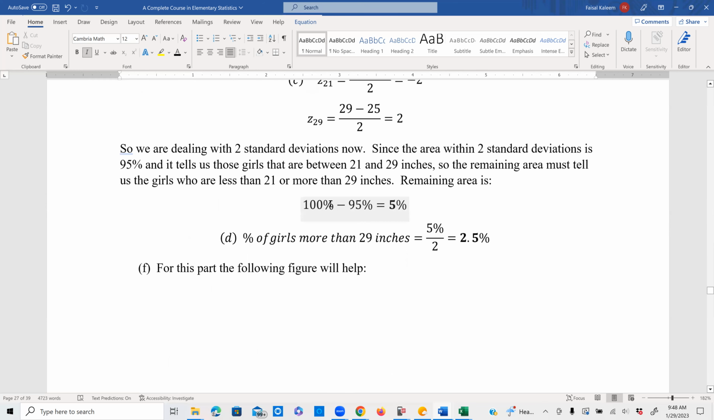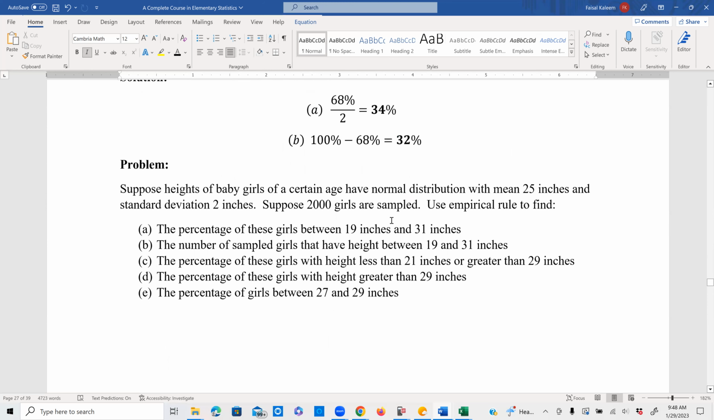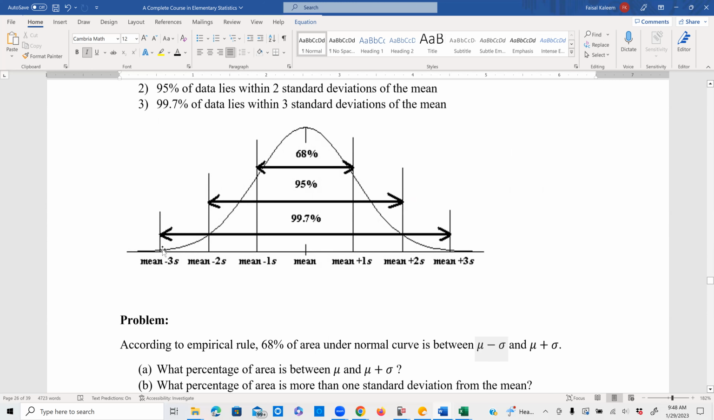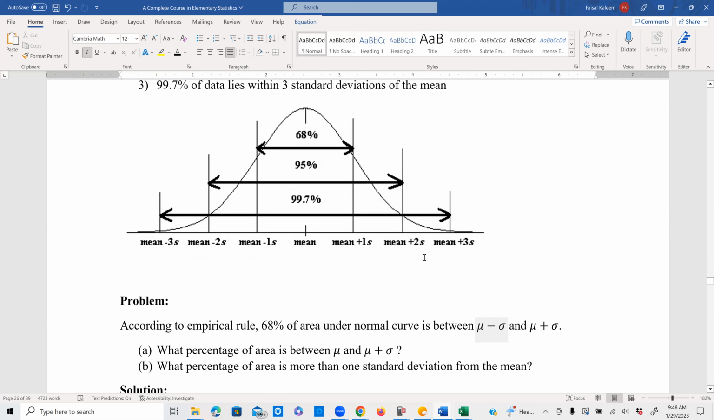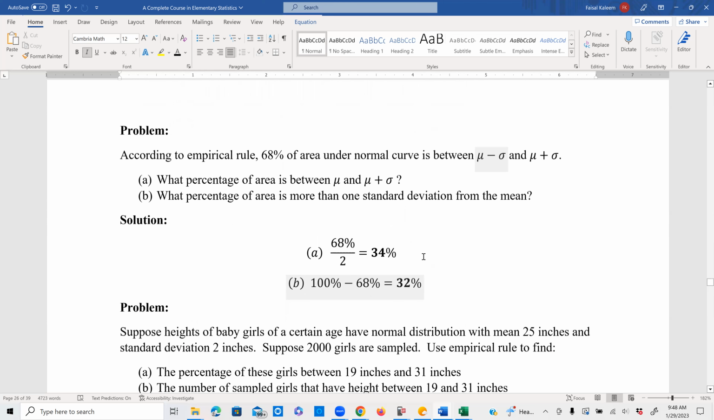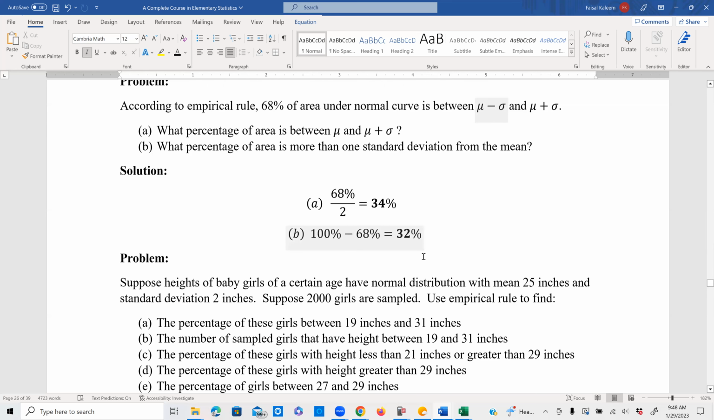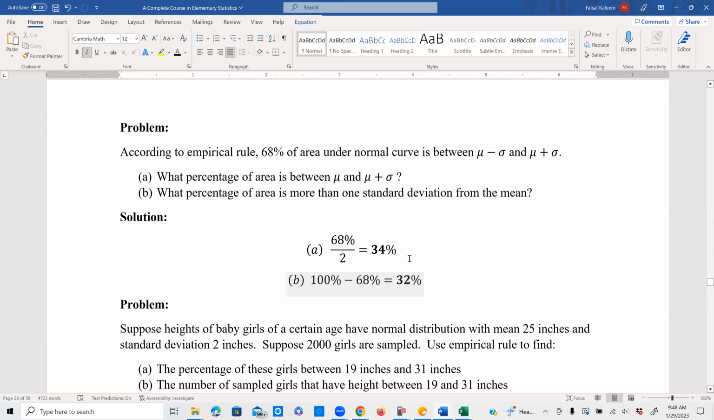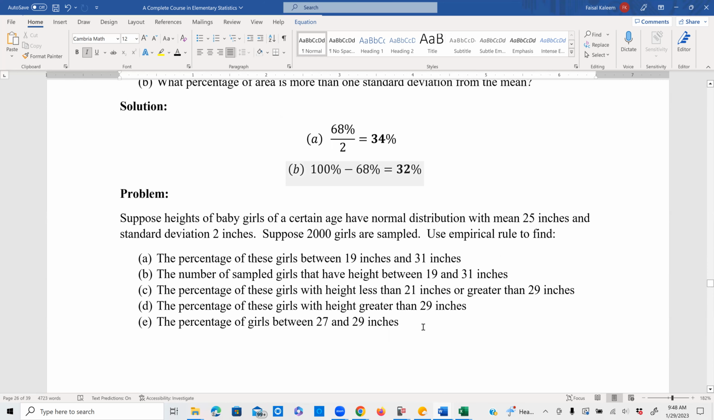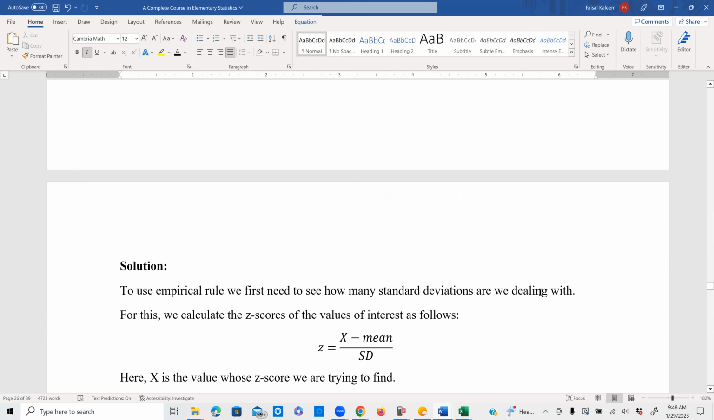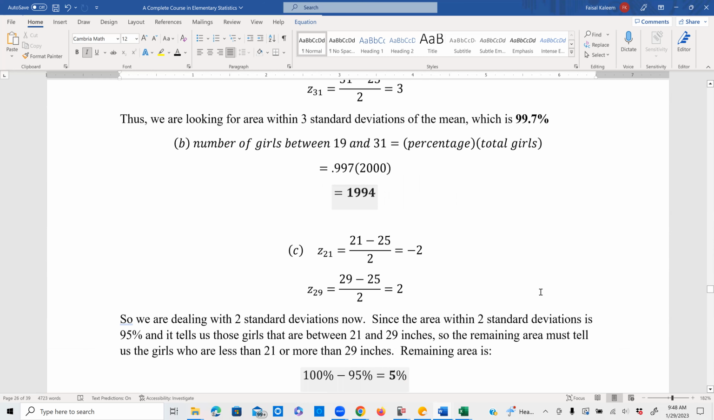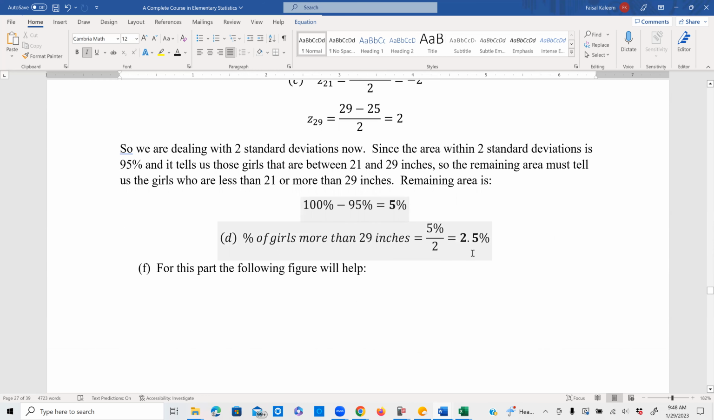So it would be 100% minus 95% equals 5%. That basically makes this one those who are less than 21 and this one those who are more than 29. In the next part, they only ask the percentage that is greater than 29. So they don't ask the less than 21, they only ask the greater than 29. So that will just be half of the 5%. So half of 5% is 2.5%.